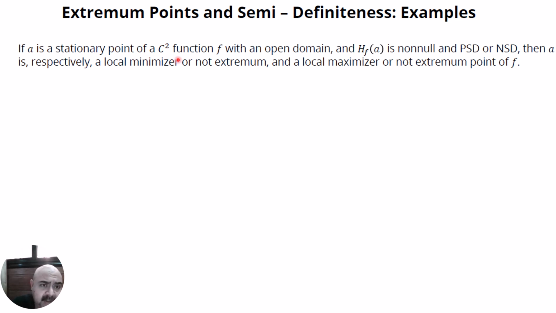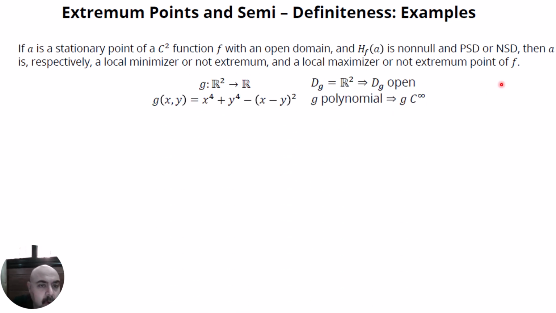Okay, now for this paragraph, which is important, it states that if a is a stationary point of a C2 function, that can be differentiated two times, with an open domain, so there is no restriction on the domain, and the Hessian matrix at a is non-null, and it is positive semi-definite or negative semi-definite, then a is respectively a local minimizer or not an extremum, and a local maximizer or not an extremum point. This is why we call it inconclusive, and we will need further investigation.